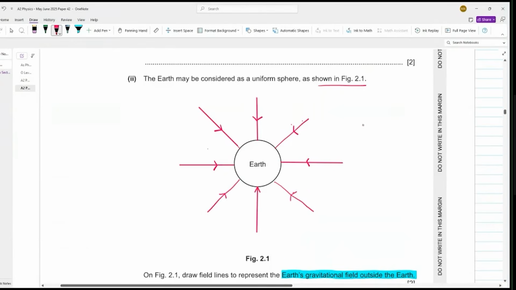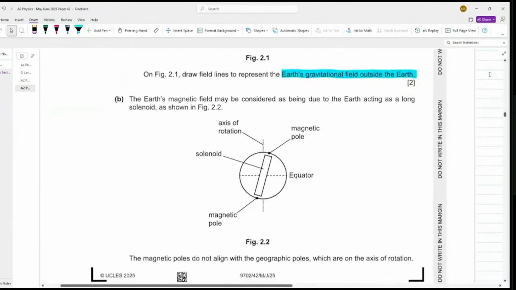You can write here: gravitational field is always attractive. That's why all the lines will be pointing inward. Let's move ahead. Okay.